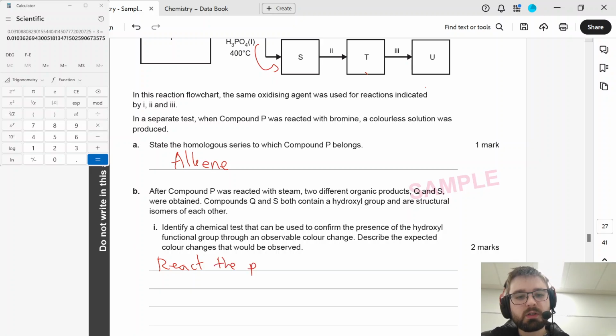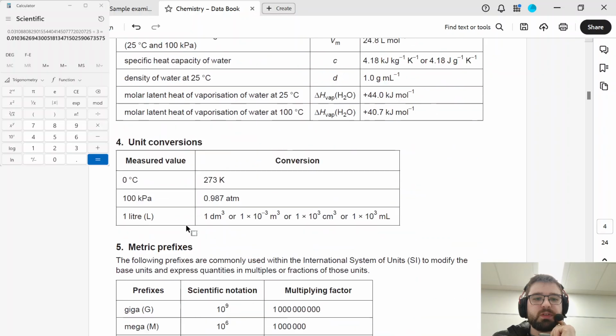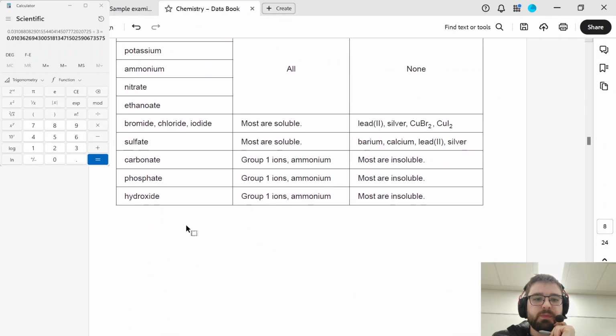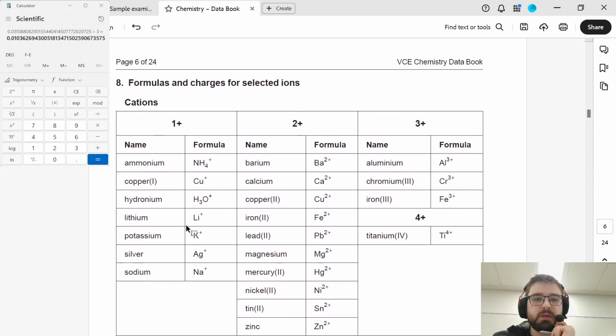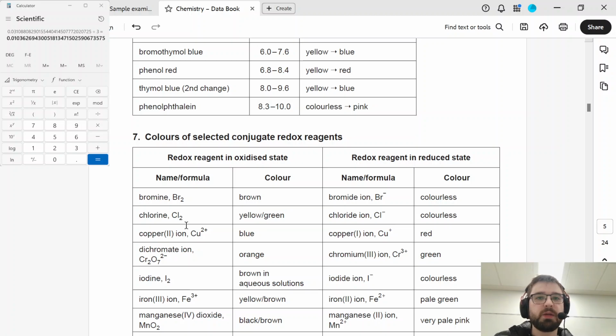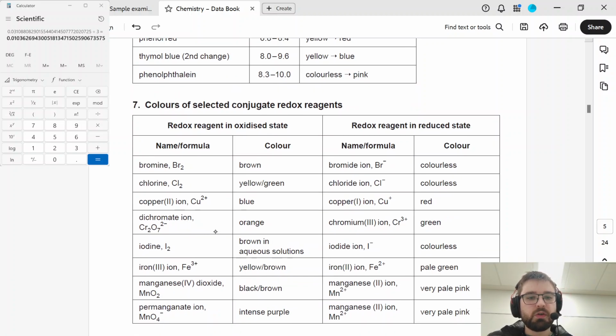React the product. I'm not very good at remembering these ones because I've just never used them. I've just always used spectroscopy. Let's have a look at some colors. So the one I'm thinking of is if you have dichromate and you react it, it should go from orange to blue. So it should go from the dichromate to... They're saying green. Alright, let's just say green. It was blue when I did it. We could also say permanganate from intense purple to a very pale pink.